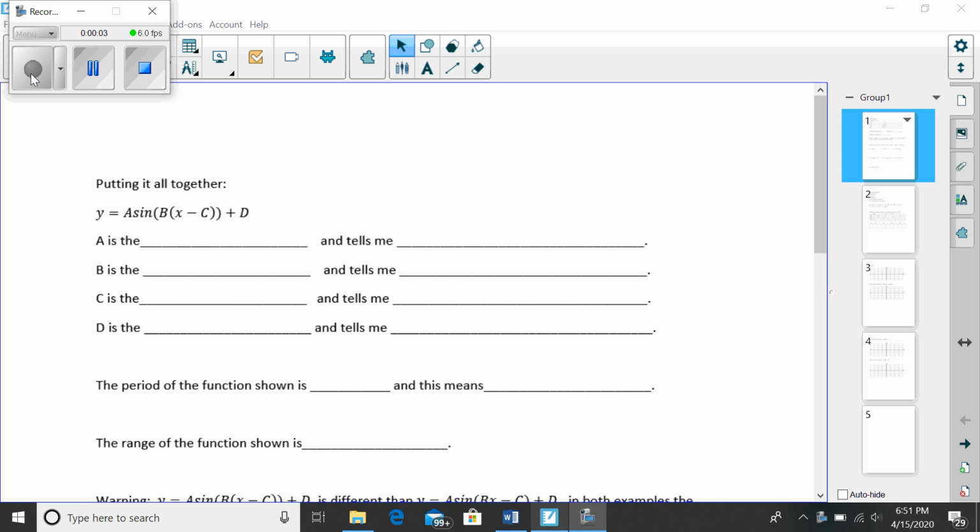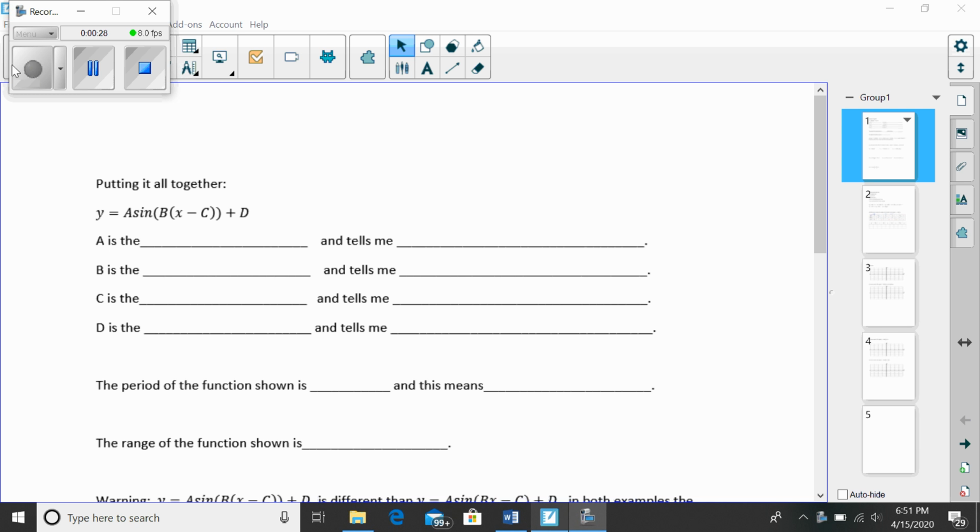So we have covered 4 different types of transformations that we can make with our standard sine curve or cosine curve. We can adjust the amplitude, which is the height, and the frequency, which either stretches those waves out or makes them closer together. We can shift the graph either horizontally or vertically.